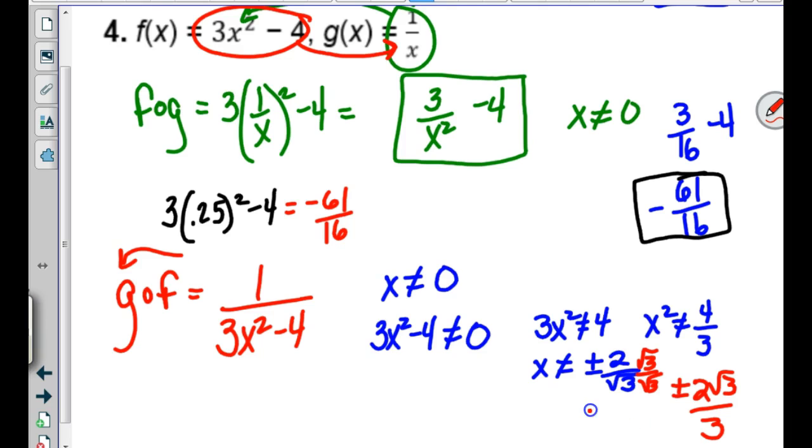All right, and it cannot equal 0. So x cannot equal 0, or 2 square roots of 3 over 3, or negative 2 square roots of 3 over 3. I don't think it's like that on the quiz, but there might be one like that on the homework, okay?